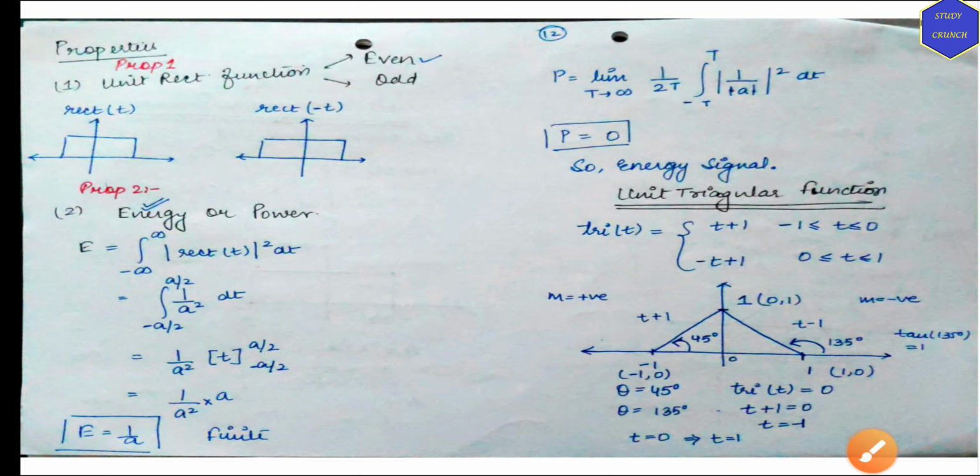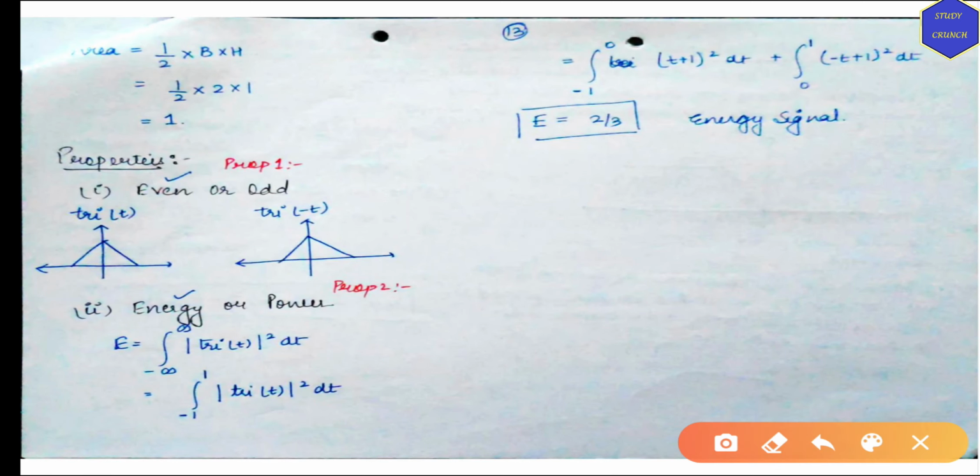Coming on to the triangular function, t plus 1 from minus 1 to 0 and minus t plus 1 from 0 to 1. Here remember, the slope m is negative on the right hand side and m is positive on the left hand side. Properties: area is equal to half base into height, so half into 2 into 1, that comes out to be 1. It is an even signal, so the triangular function is an even signal and it is an energy signal.